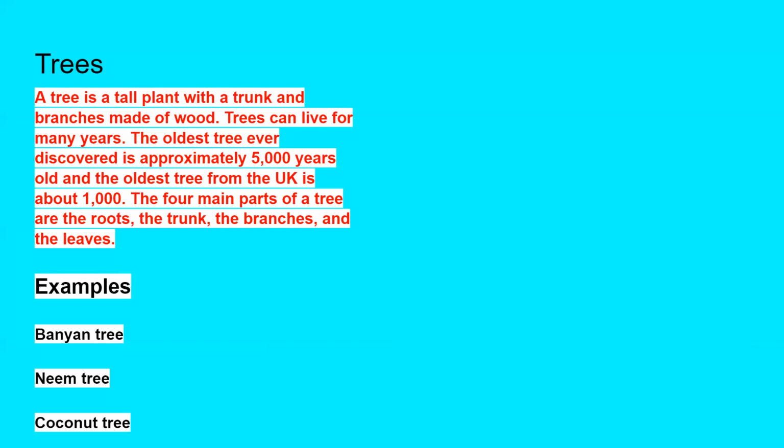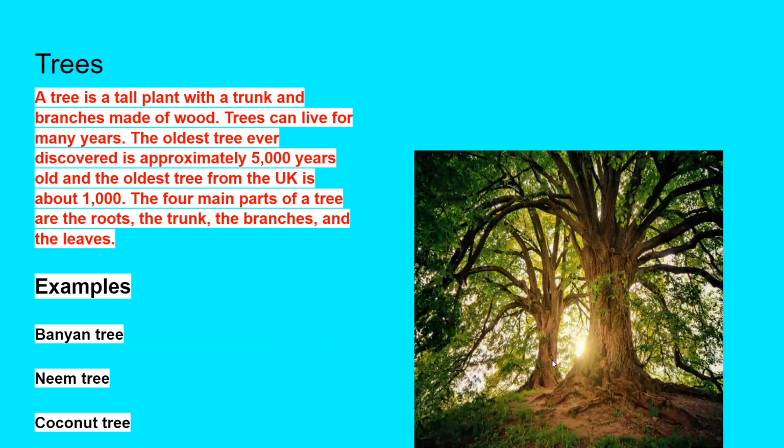The four main parts of the tree are roots, trunk, branches, and leaves. Look here, the tree root. The root is under the ground and this thick part is called the trunk. And these are the branches, and the branches have leaves. The examples of big trees are the banyan tree, neem tree, and the coconut tree. There are many trees, but these are some examples. The trees are very strong.